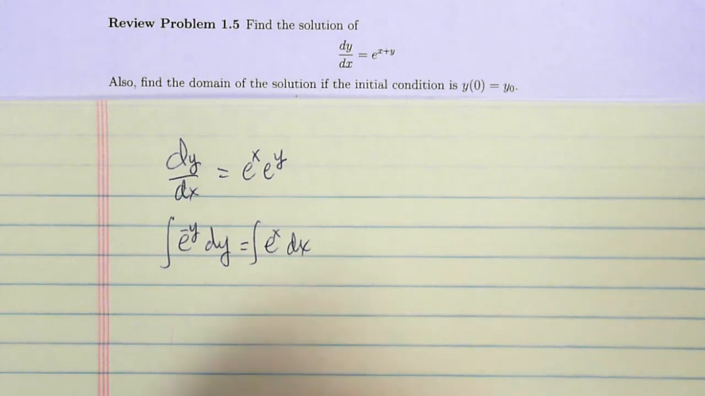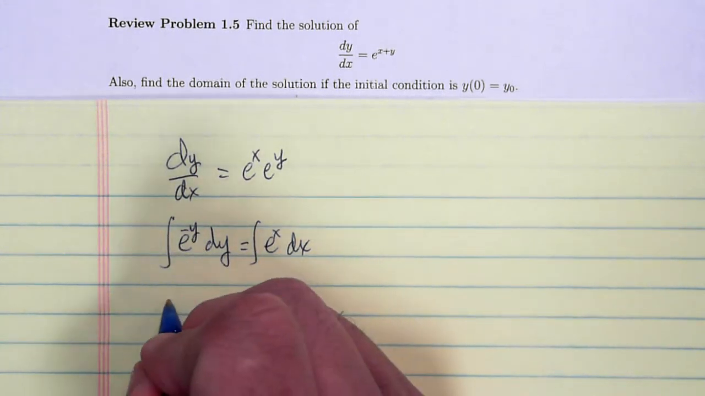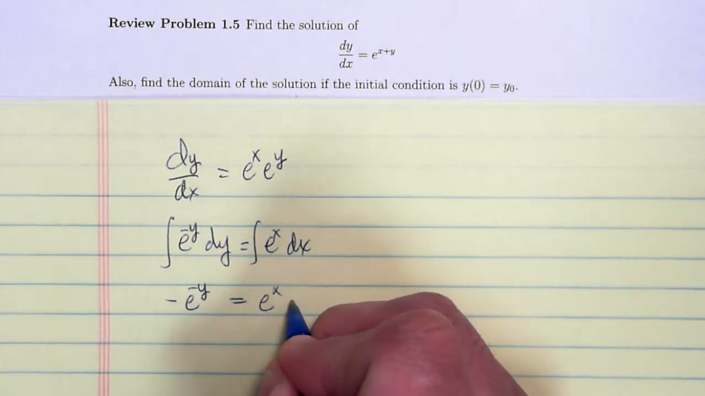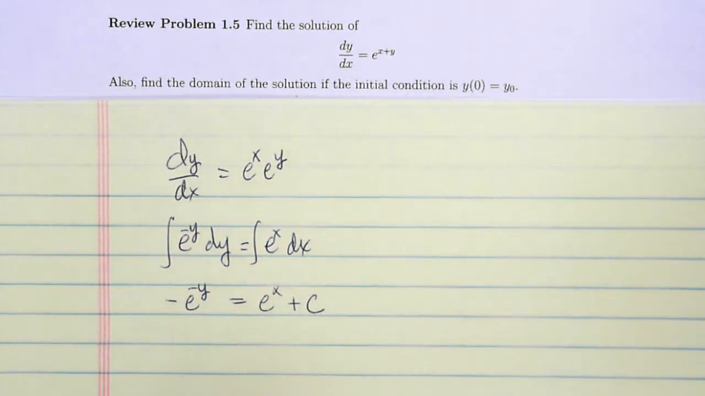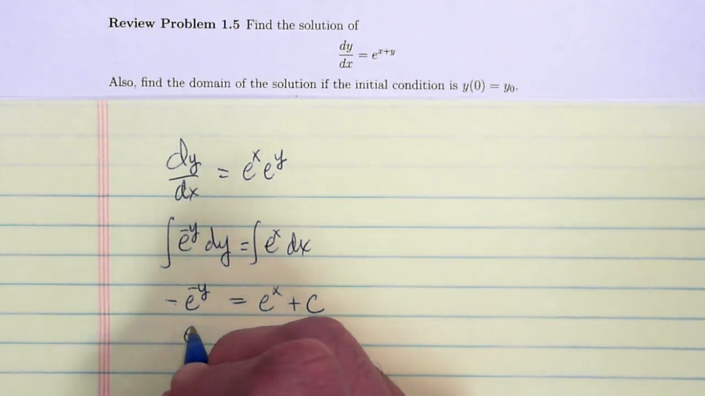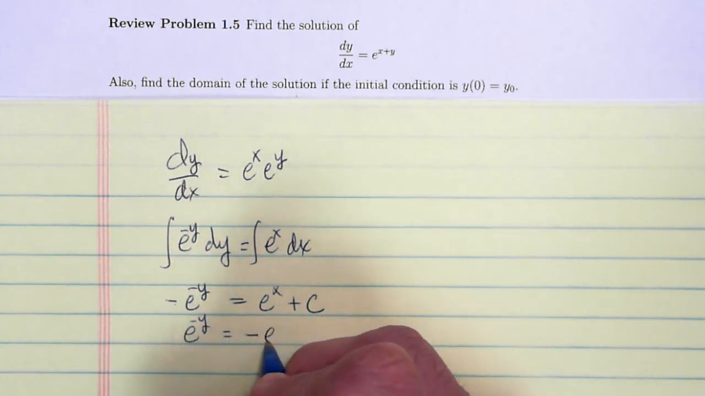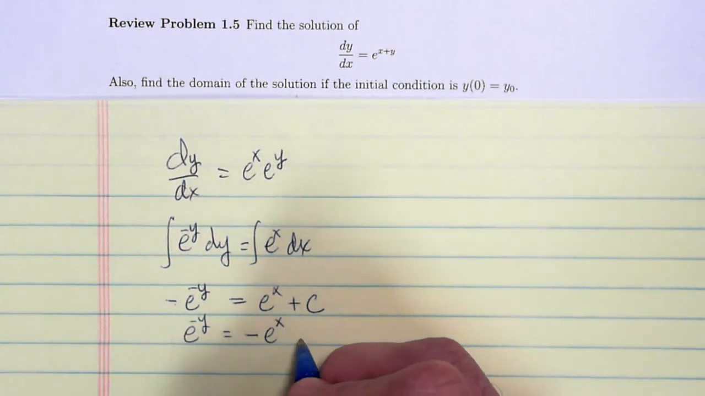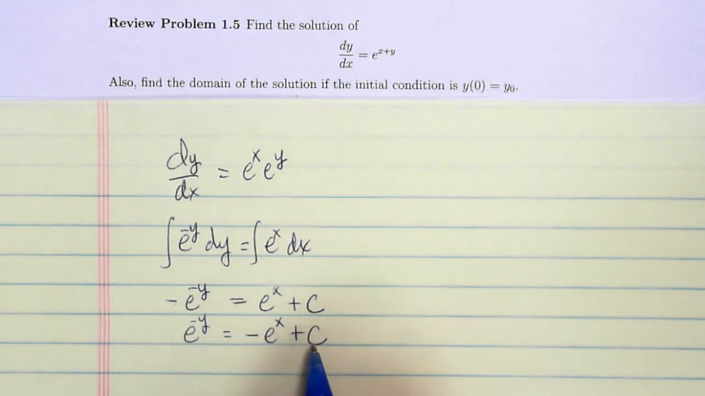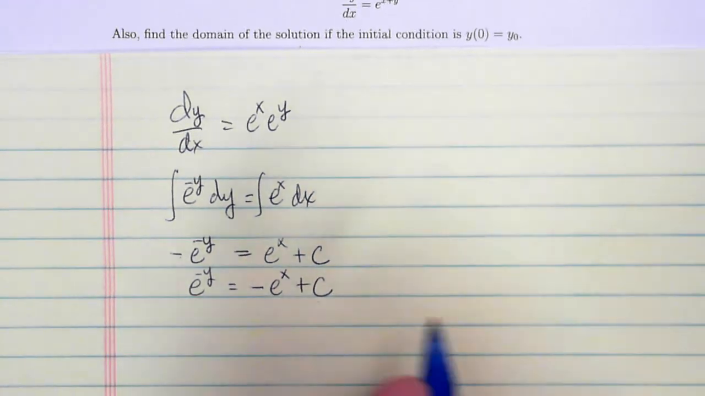All right, we integrate these. On the left-hand side, we get negative e to the minus y. On this side, I get e to the x plus c. And now I just have to solve for y. So let's multiply by the constant here. So e to the minus y is equal to negative e to the x plus c, because negative 1 times an arbitrary constant is an arbitrary constant.